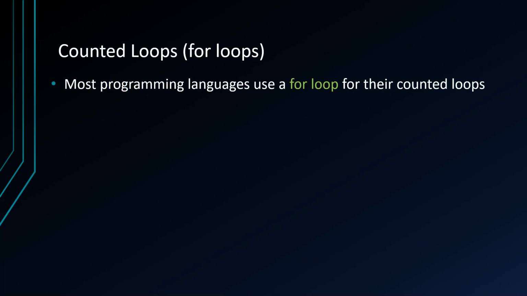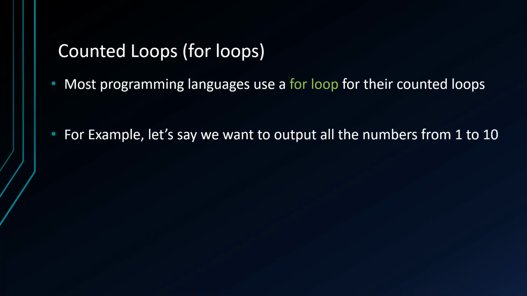So let's break this down. Counted loops. In C# and Java, whatever language we're working with at the moment, typically speaking, these counted loops are called for loops. Most programming languages use these types. So for example, let's say we want to output all the numbers from 1 to 10. 1, 2, 3, 4, 5, 6, 7, 8, 9, 10. Now, that's a pretty straightforward thing to do. You could do that on your own.